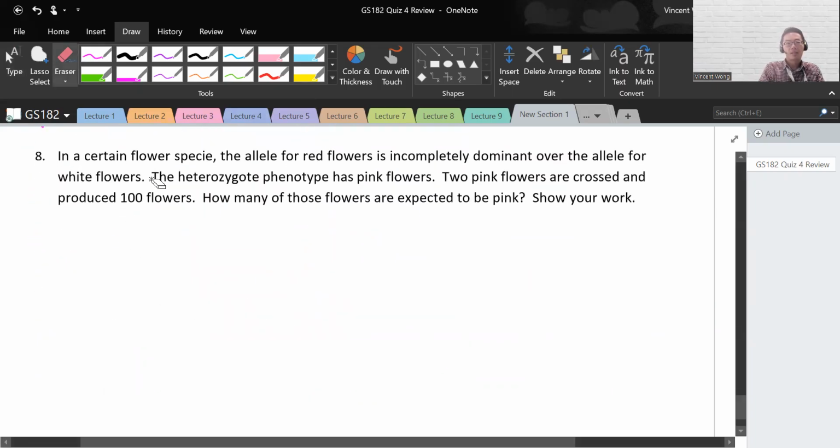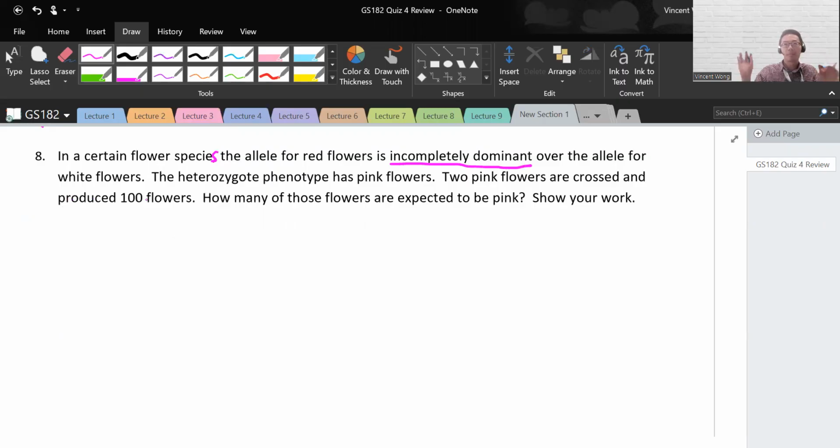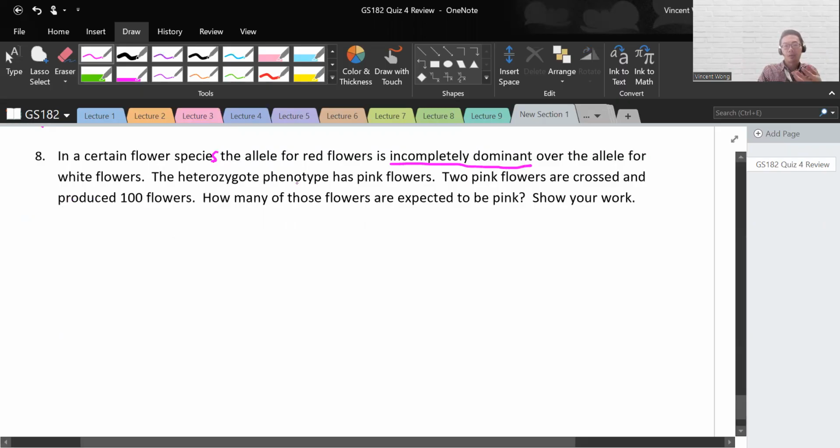Okay, last question here. In a certain flower species, the allele for red flower is incompletely dominant over the allele for white. If it's incomplete dominant, it means the heterozygous condition is going to be some kind of blend in between, right? Compared to the pure genotype. So in this case, we have the red flowers, which is going to be big R, big R. We're going to have little r for white, and the heterozygous genotype is going to look like pink, right? The question tells you so.